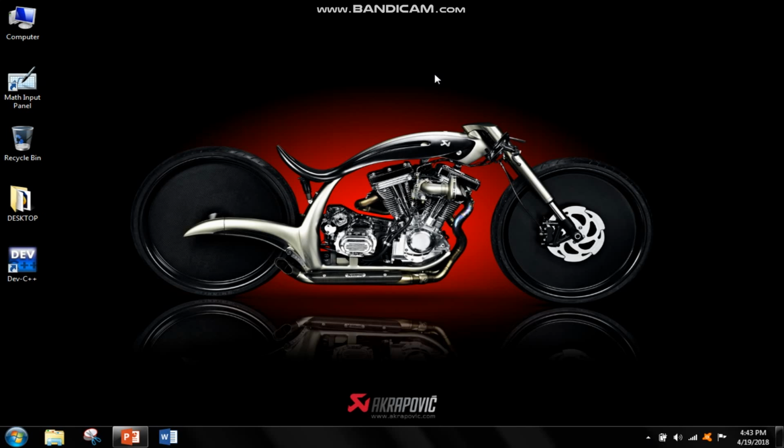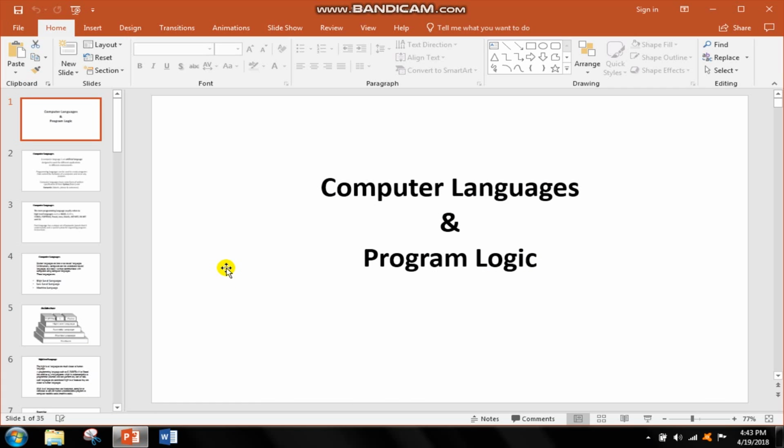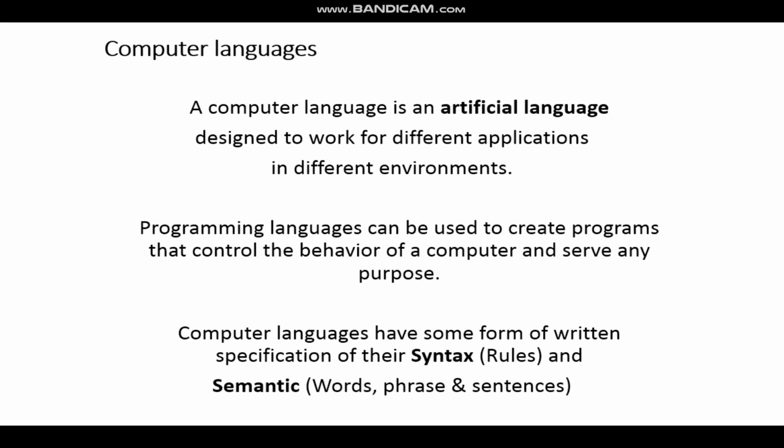So I'll be giving you a simple introduction about what program logics are and what computer languages are. So let's move towards our topic: computer languages and program logic. What are computer languages?